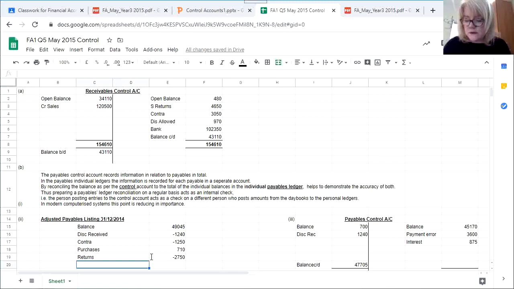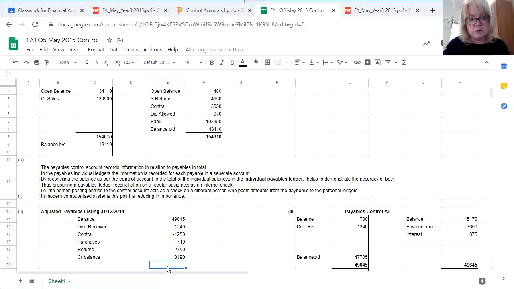And finally, a closing credit balance of 3,190 was omitted from the listing in error. So the credit balance was omitted. So that's the credit balance will, remember, increase what's owed to a payable. So therefore it's a plus to that. And it's just the individual listings that's affected, not the control account. And those are my entries then.